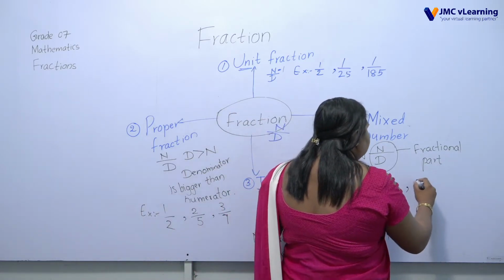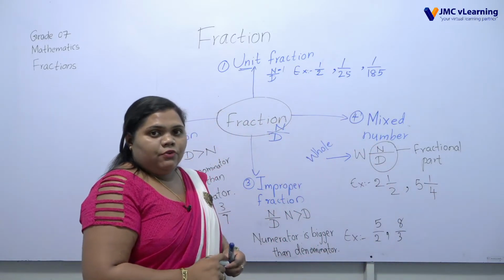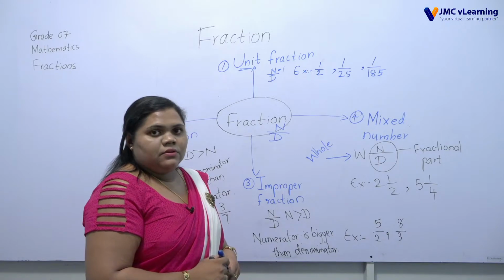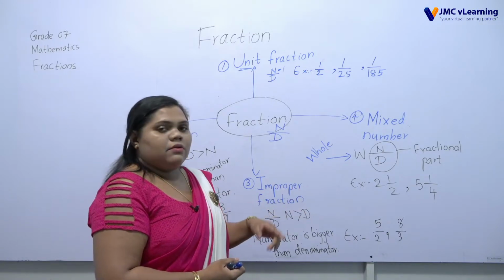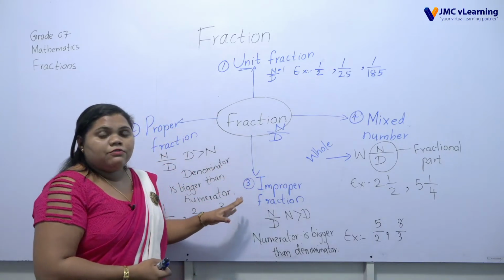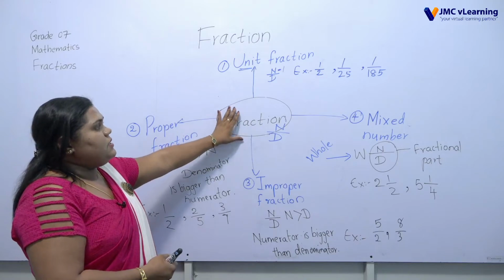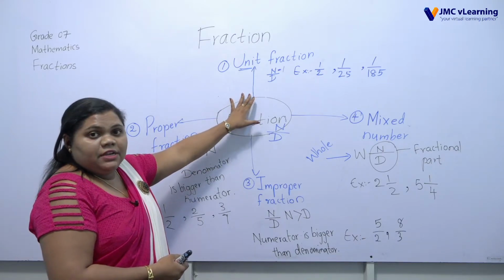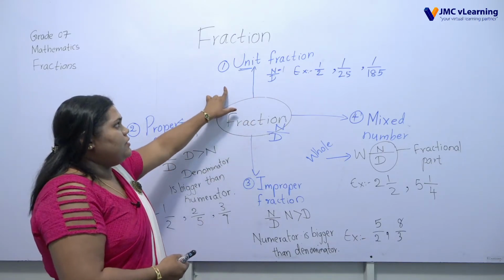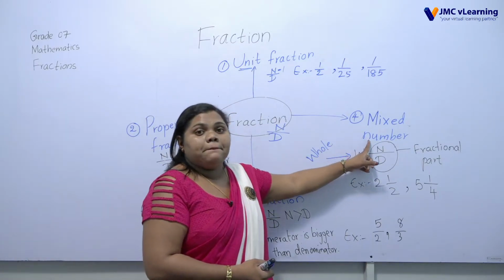Or else we can write like this: 5 1/4, or 5 and a quarter. I think you are very clear about the four types of fraction. Are you clear, children? Fraction we can divide into four parts: unit fraction, proper fraction, improper fraction and the mixed number.